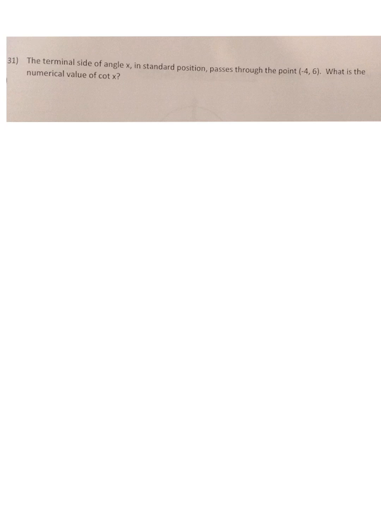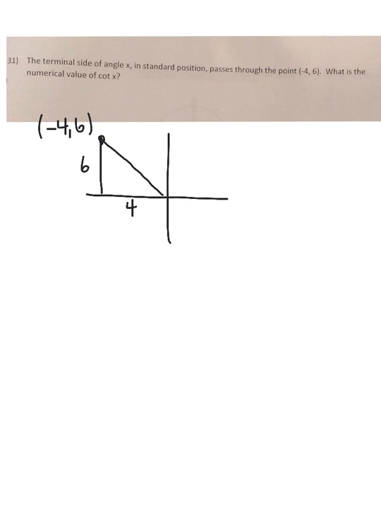All right, so they give us a point -4,6. So I know that that point, -4,6, is going to put me into the second quadrant. And I know that this value will be 4 and this value will be 6. There's my terminal side. Here is my angle. And I am going to just say that's my reference angle, shade that a little bit for you.